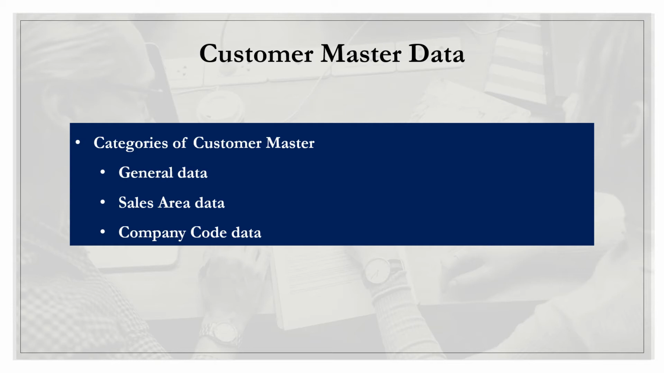And within customer master data, there's a certain structure. The categories of customer master are split into general data, sales area data, and company code data. General data is relevant to sales and distribution and accounting and is kept at a central location. The reason it's kept at a central location is to avoid redundancy of data.